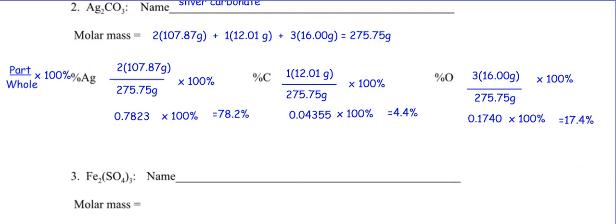I just want to show you something. I should have mentioned this earlier, but why are units so important? Okay, notice what happens. The grams cancel out, don't they? So if the grams cancel out, all I have left is the percent sign.